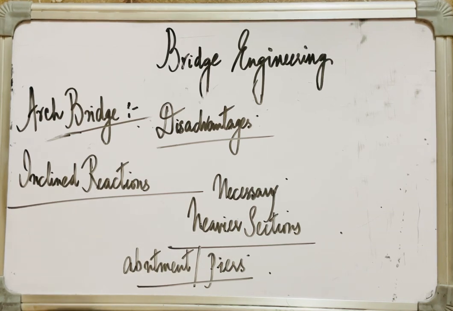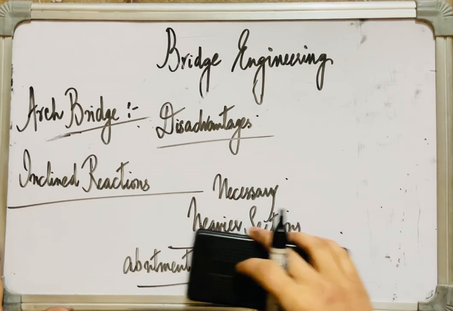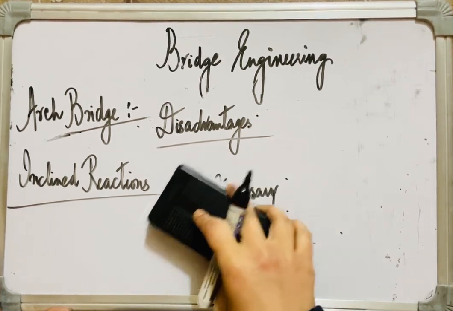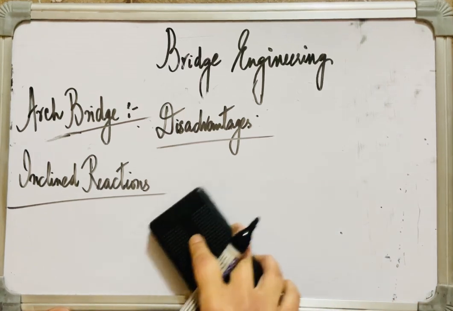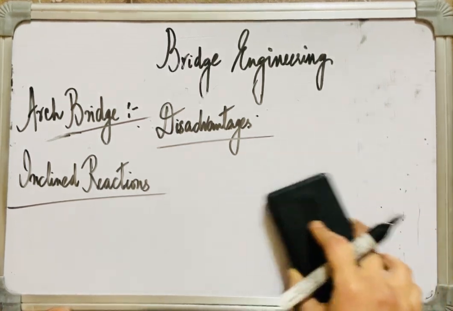This is to resist the horizontal thrust, thus ensuring the stability of the arch. If the reactions were vertical, they would fail. That's why the reactions are inclined, to resist the thrust of the arch shape.